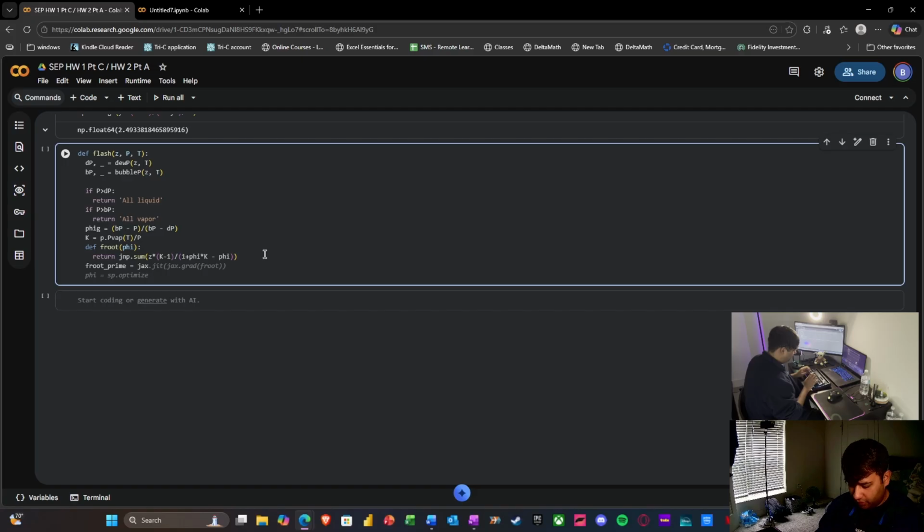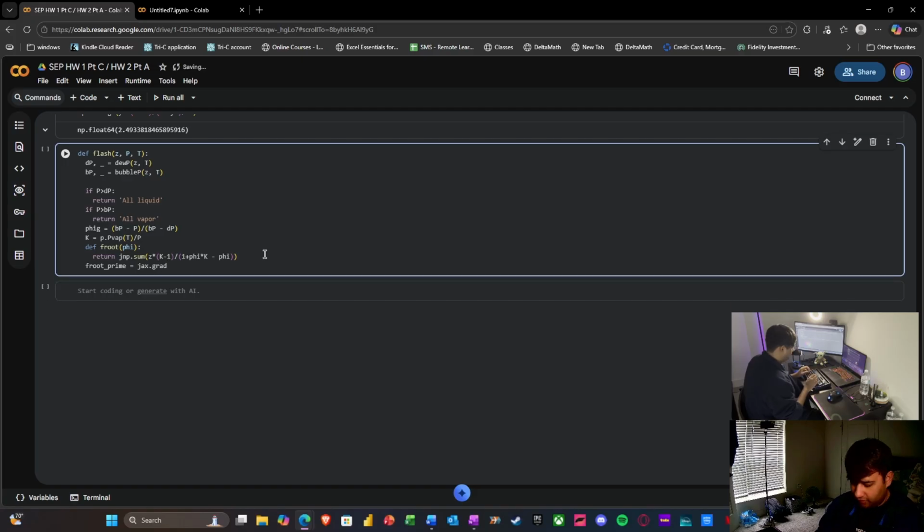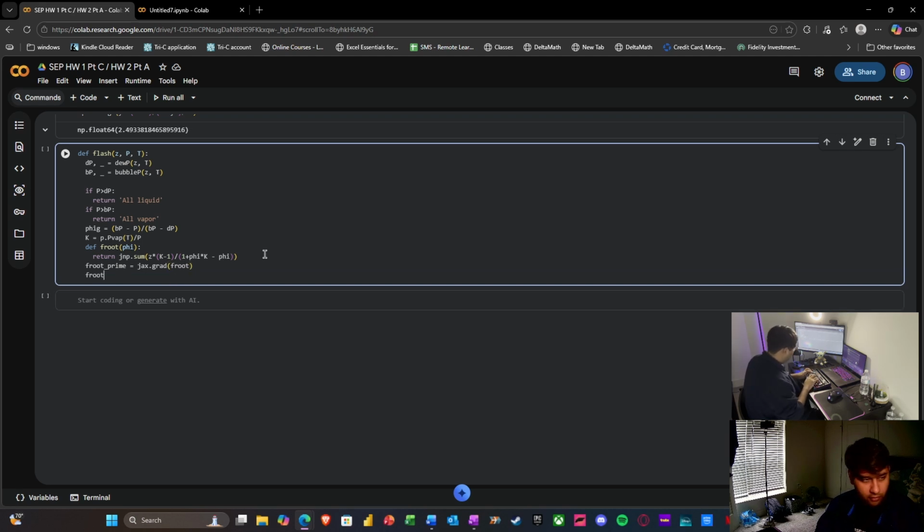And then we're going to define our f root prime using jax.grad, and this is just going to help us solve those derivatives, the change in vapor fraction over composition, I believe. And then we'll also define our f root, which is jax.jit with respect to f root.